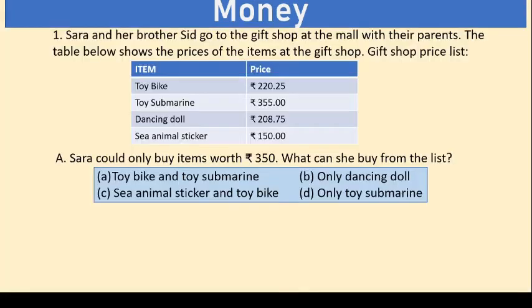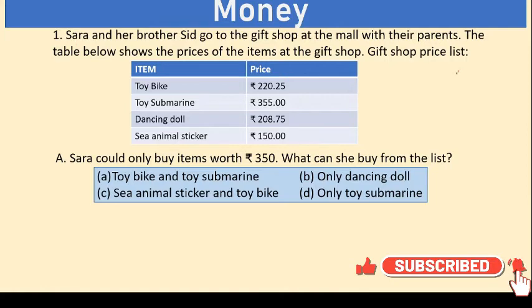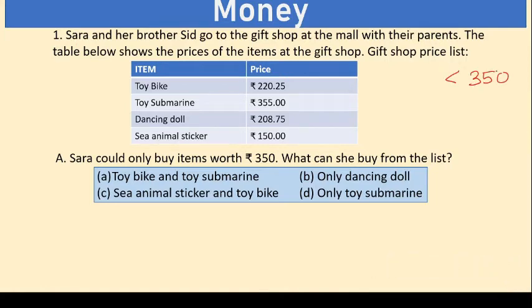With that, let's read our first question, which says, Sarah and her brother Sid go to a gift shop at the mall with their parents. The table shows the prices of the items at the gift shop. The gift shop price list is as you can see here. Sarah could buy items worth rupees 350. What can she buy from the list? So the sum of the cost of the items she buys should be less than 350.